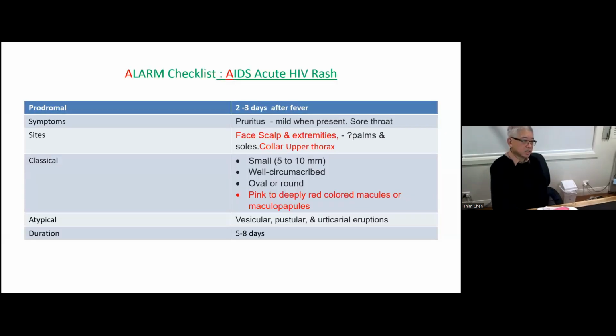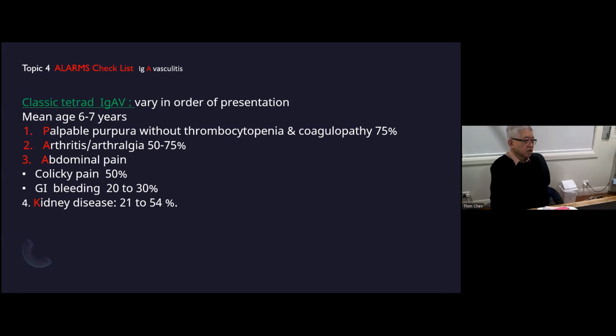And these are, yeah, in acute HIV, it's like after fever, then of course with sore throat and all this, 2 or 3 days later, they can have lesions of the face, scalp, and extremities. And they can have rare lesions apart from macular papular, they have vesicular, pustular, and urticarial eruptions. So A for acute HIV. Leptospirosis I didn't describe, I didn't have slides for that.